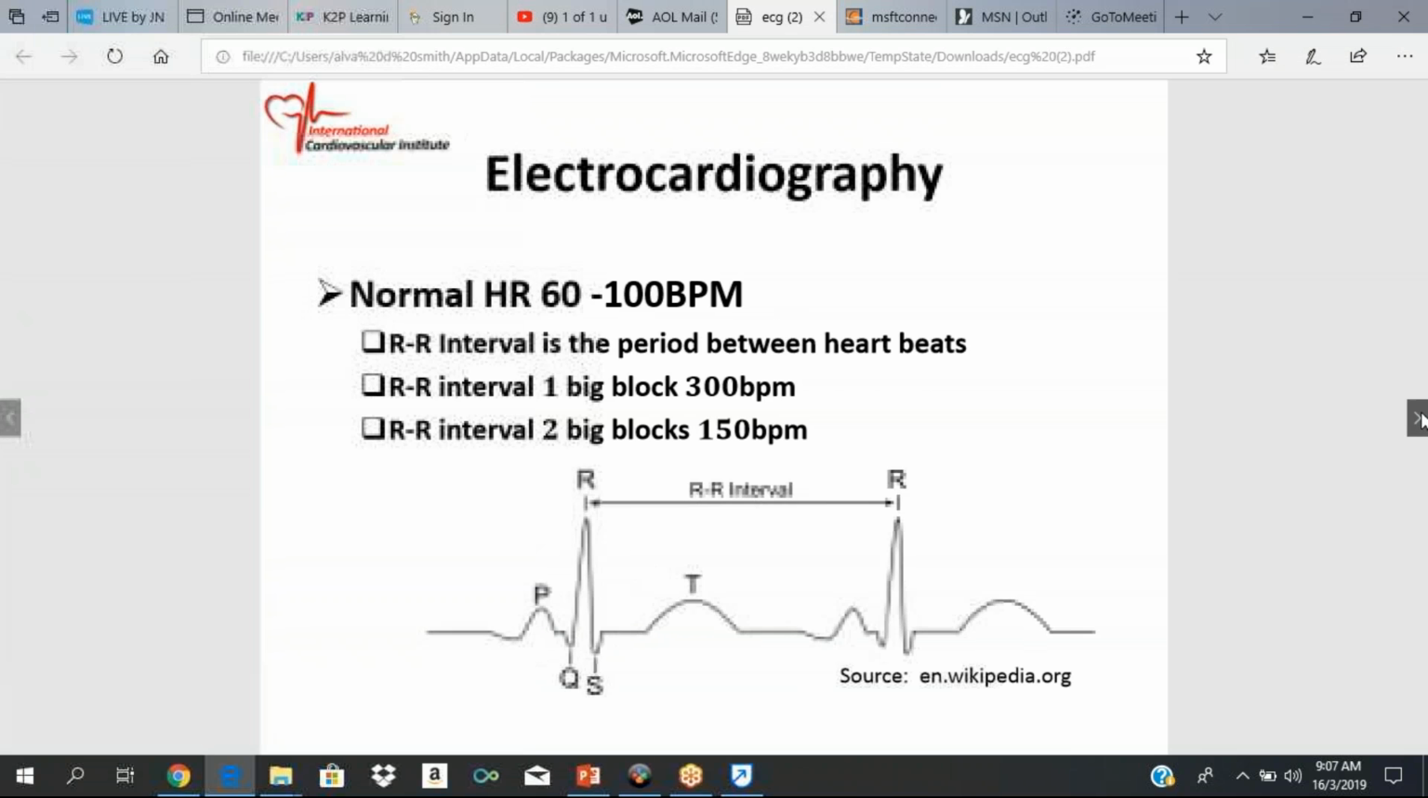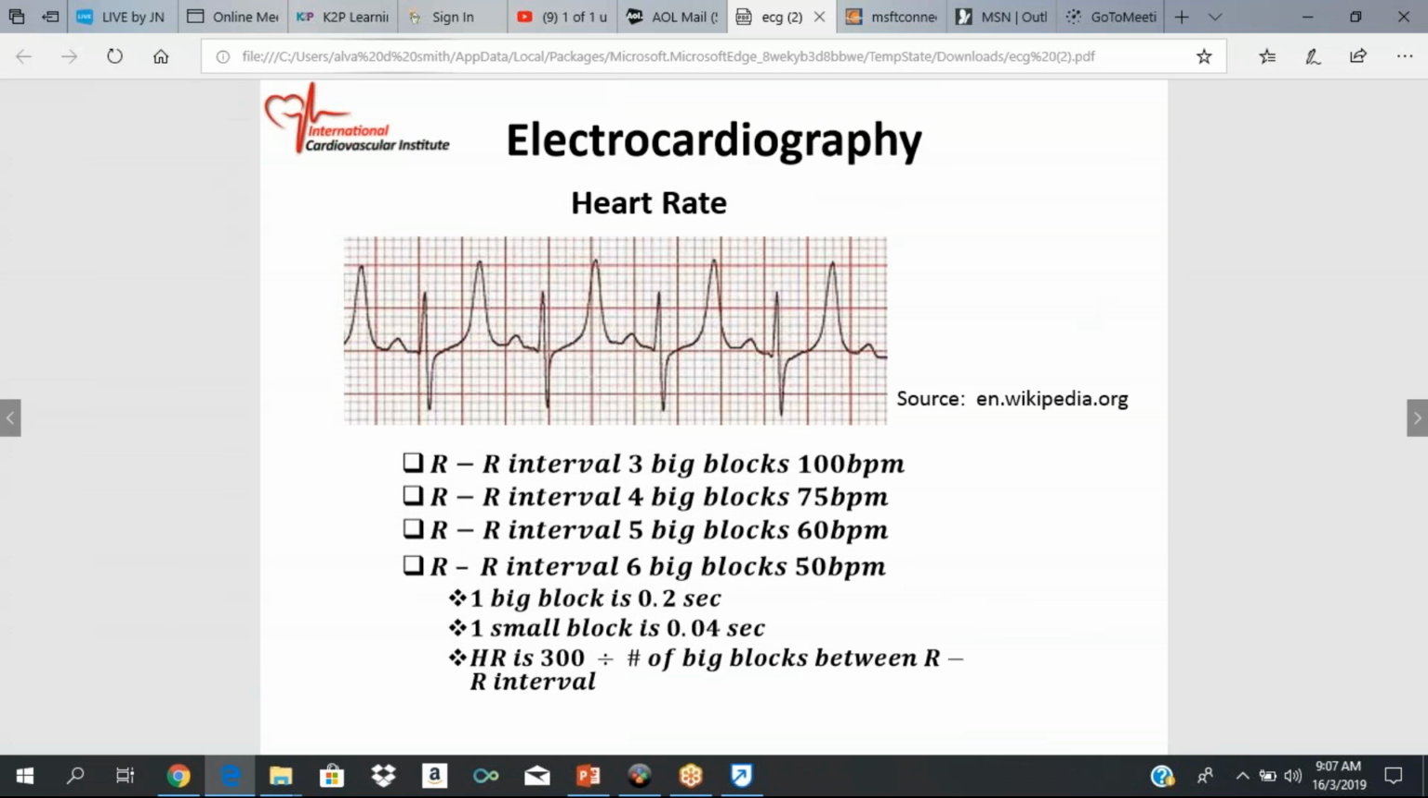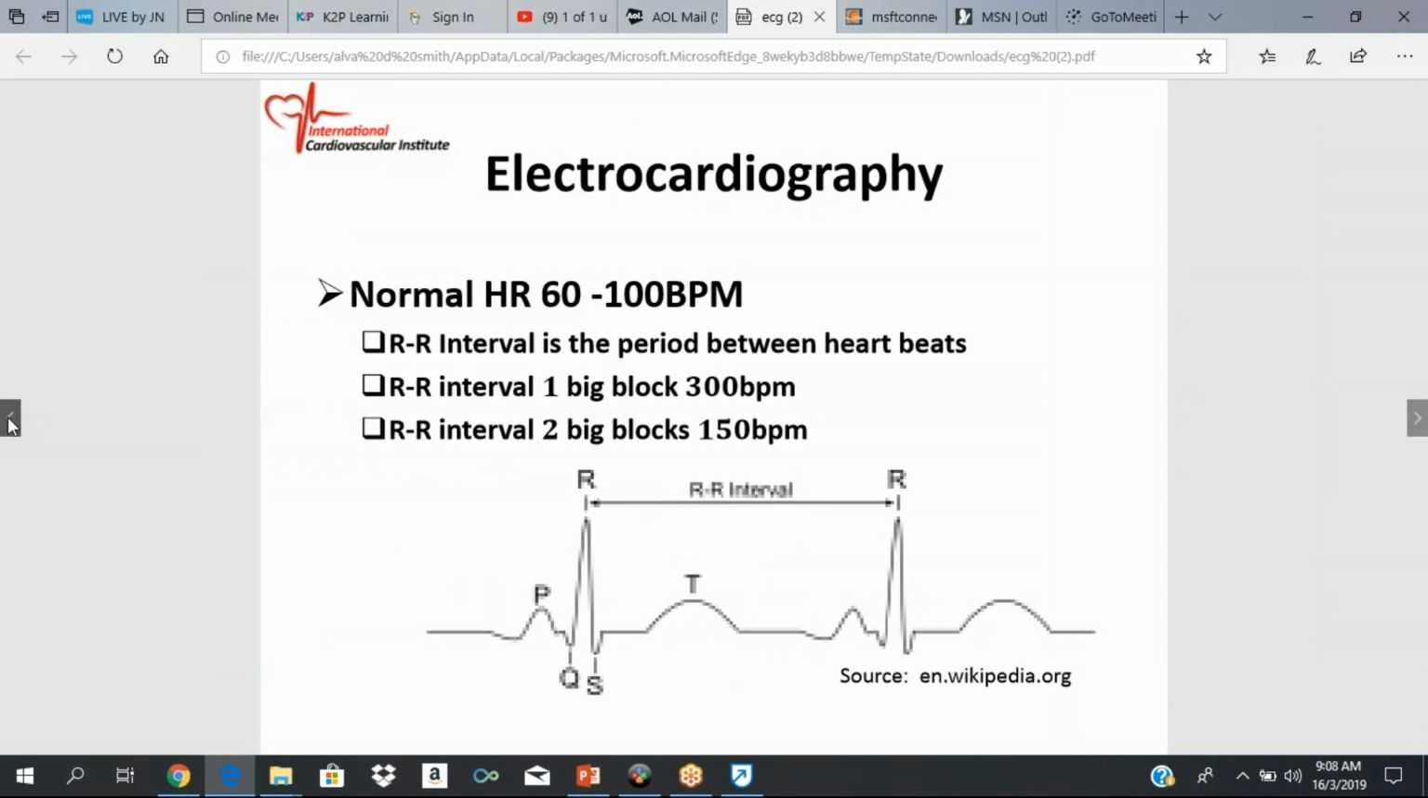So let's go on to our rate. This shows it much better. You see these dark vertical lines. The space between each dark vertical line is what we call a big block. Each big block has 5 small blocks. The duration of a big block is 200 milliseconds, and the duration of a small block is 40 milliseconds, because you have 5 of them. So it's important to remember that initially.